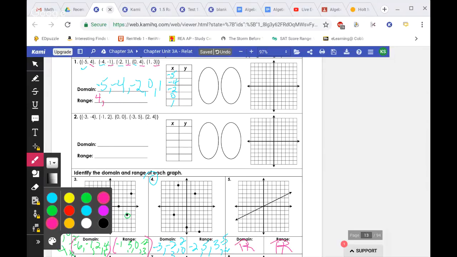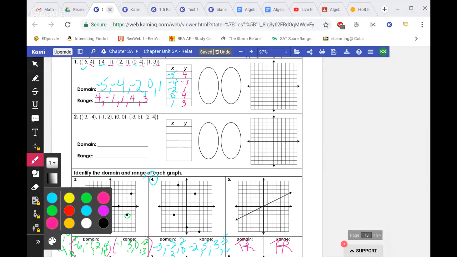So now my range is all of the y values. So 4, -1, 1, 4, and 3. And you want those to match up, because this is a table format, and you always want your x and y values to match up as if they were within the ordered pairs. Does that make sense to you guys?